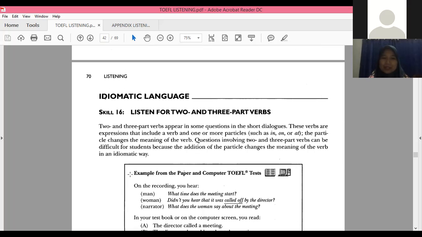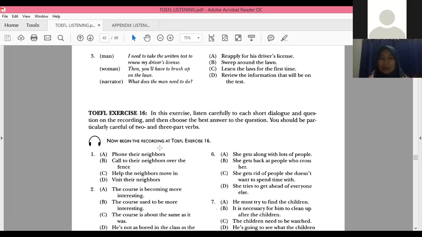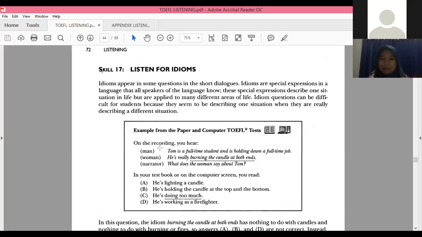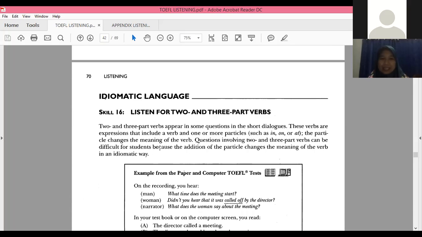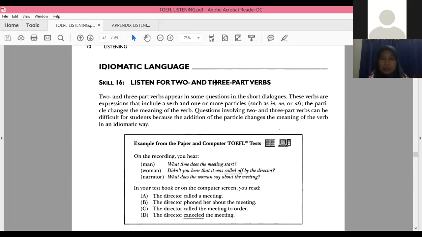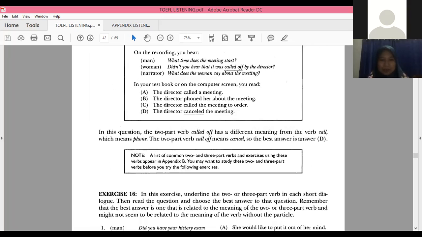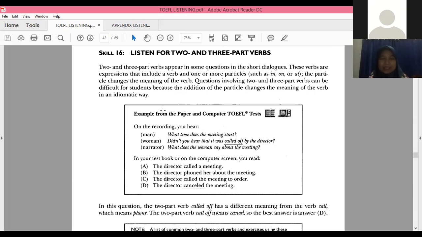Idiomatic language consists of two skills. The first one is listen for 2 and 3 part verbs. And for the last, skill 17, listen for idioms. Okay, let's discuss listen for 2 and 3 part verbs. You can read it first. Okay, silakan dibaca dulu untuk this page, skill 16.